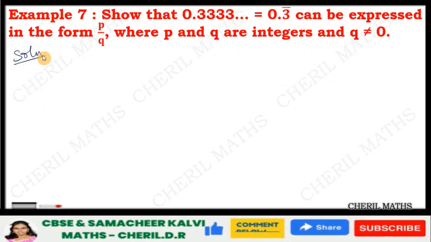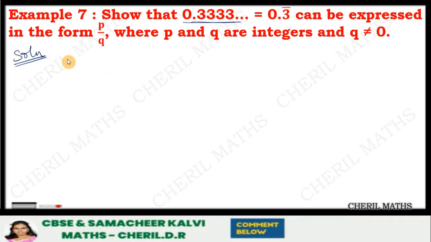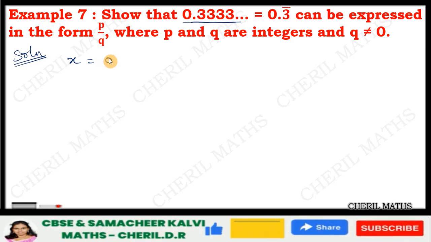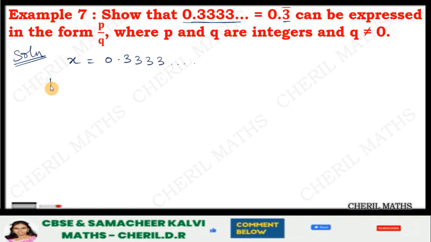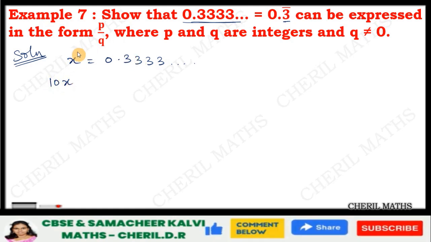Here we are going to consider this value to be x, because we don't know what it is. If we multiply by 1000 or something, it will again become very big, so we can very easily reduce it. So we are taking x to be 0.3333 and so on. Here it repeats after one number alone. Since we have the bar for only one number, we are going to write 10x. We are going to multiply both sides by 10.